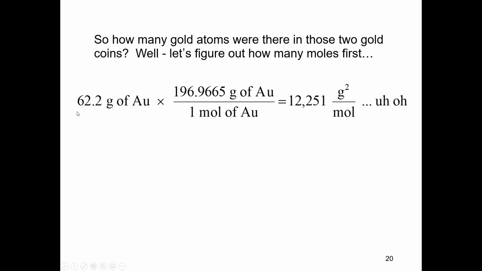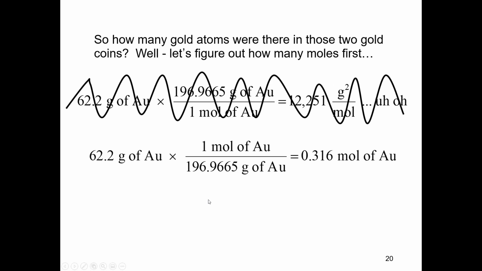So we'll start off with those 62.2 grams of gold, and then we multiply by, hey, wait a second. If we do this, we're going to end up with grams times grams divided by moles. That gives you grams squared. No, square mass does not exist. Can't do that. So instead, you're going to use this like a conversion factor, which you can flip upside down if need be.